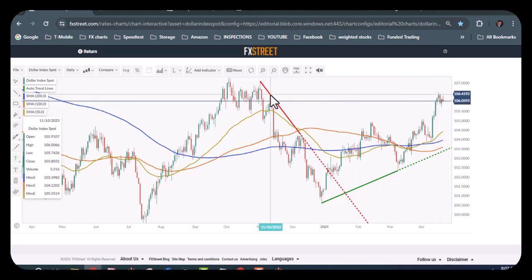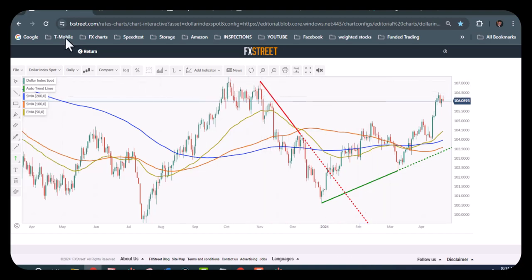All right, so we're looking for it to climb up here, test this area, and then figure out what it wants to do there, whether it wants to consolidate or keep rising up above it. So there's the US dollar.